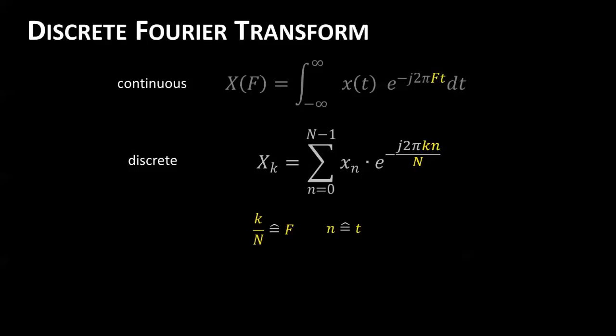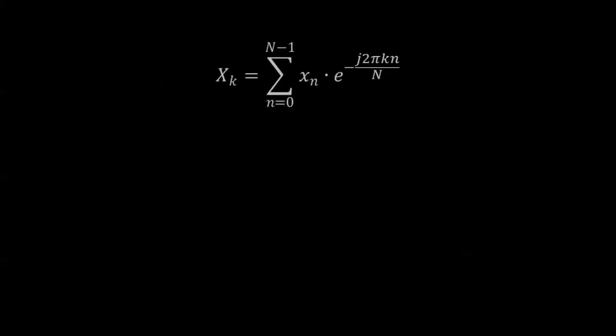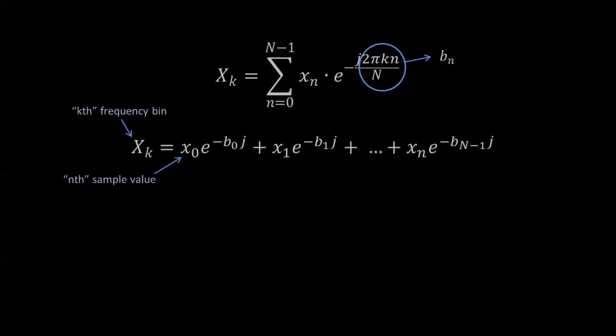Let's focus on expanding the summation for the discrete Fourier transform. In order to simplify things during our expansion, let's call everything after the complex j term b sub n. That way, when we expand the summation, we get a sum of all the samples multiplied by complex exponentials.